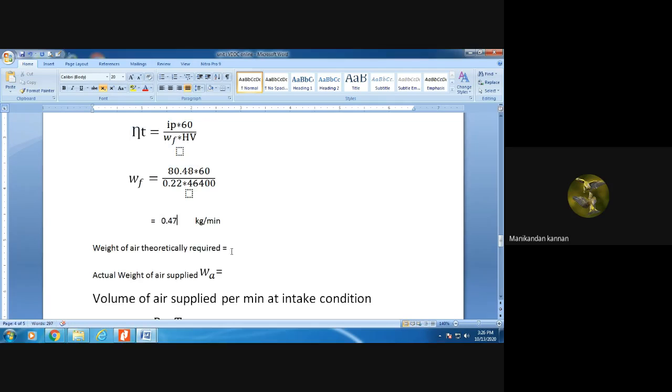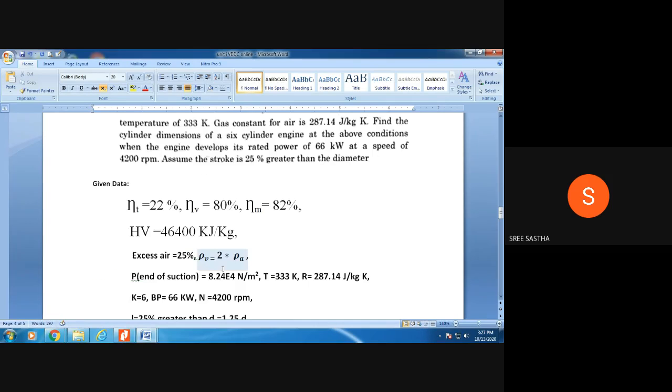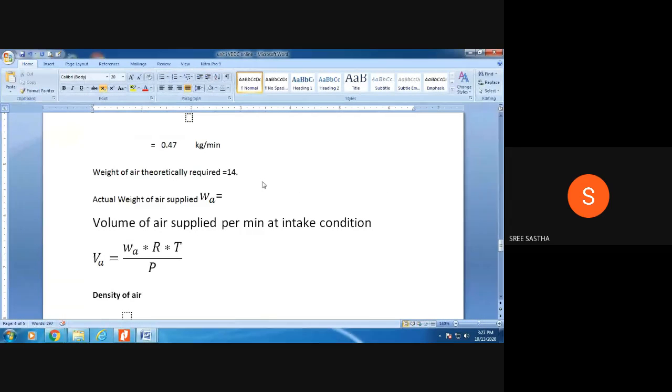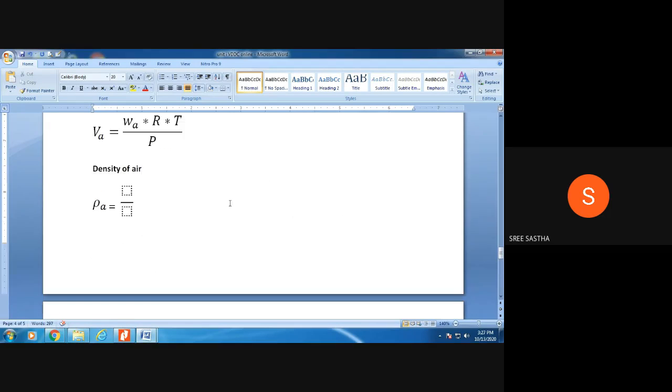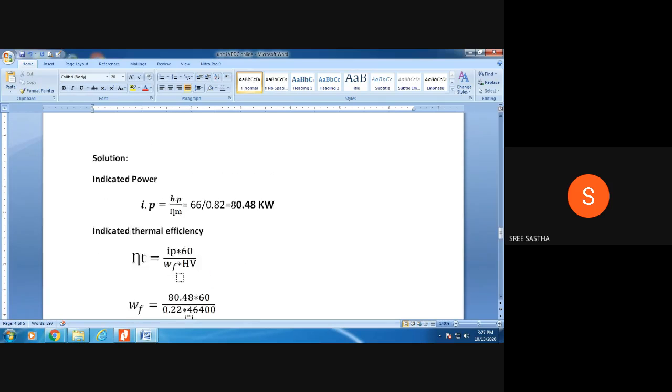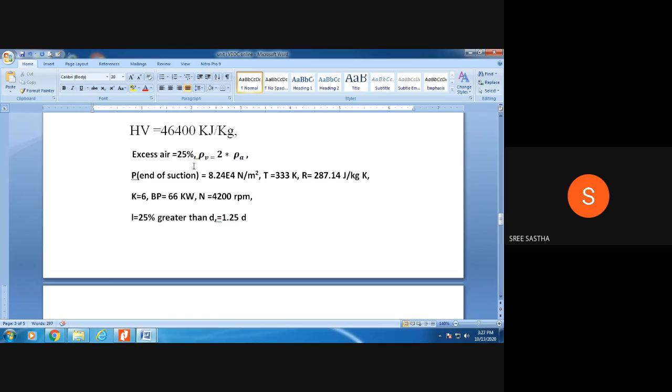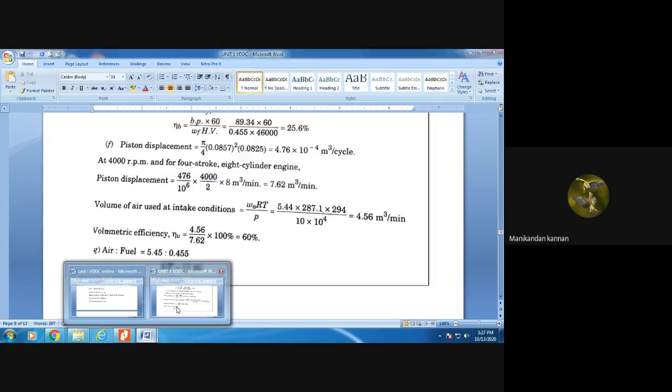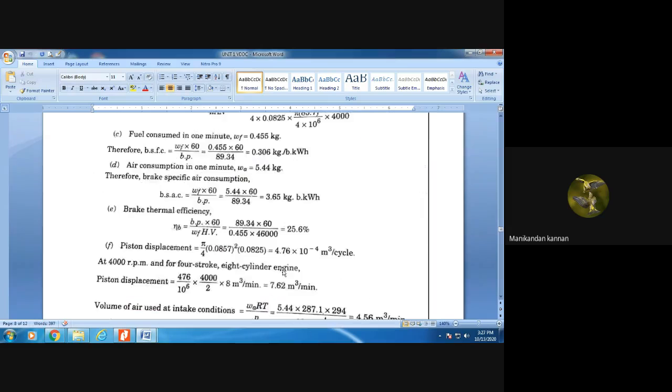Okay. Now you know how much air is theoretically required: 14.7. Even though it is not given, you should know it. The stoichiometric ratio is given as 14.5, so I am putting 14.2. The actual weight of air supplied, WA, will be 14 point what? Tell me. 25% more, no? So you have to take twenty-five percent more than the theoretical value. Let me check the answer.